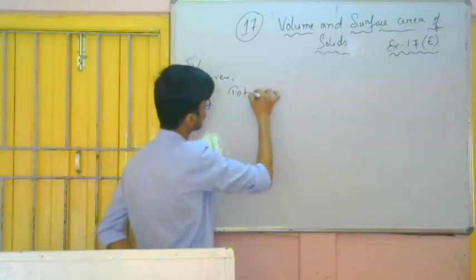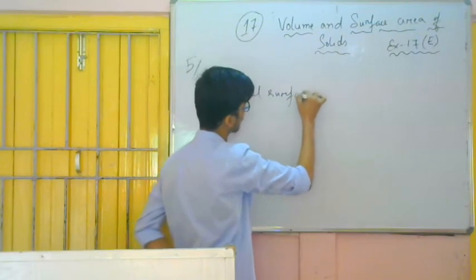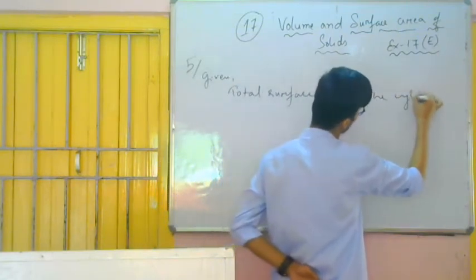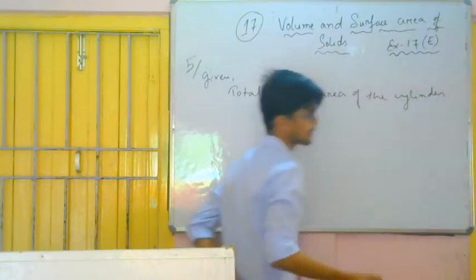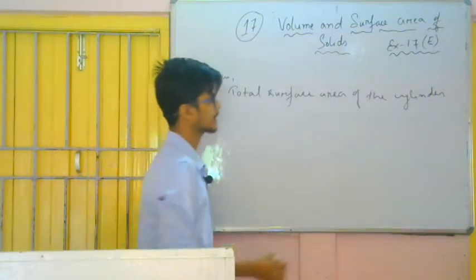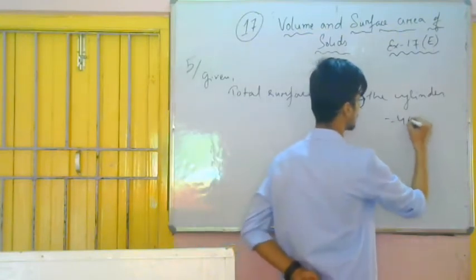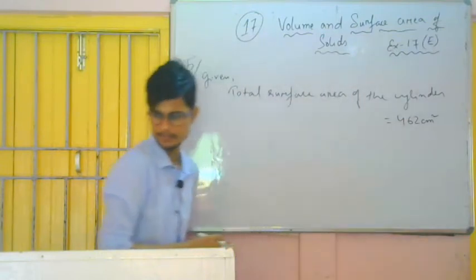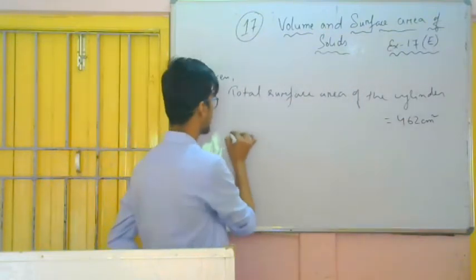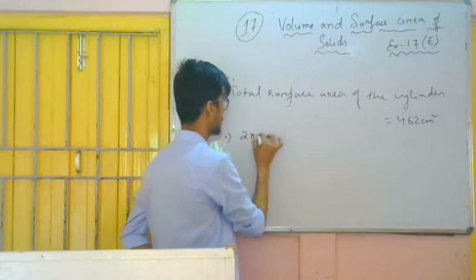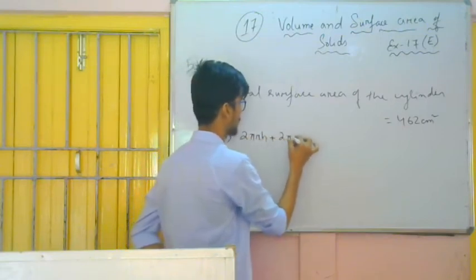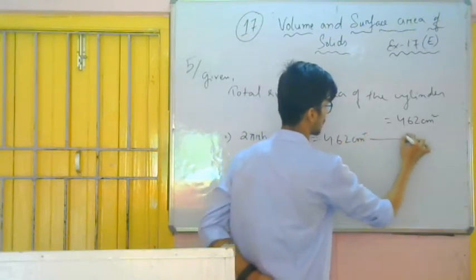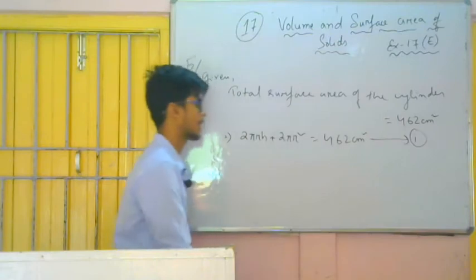Given total surface area of the cylinder is equal to 462 cm square. Total surface area formula is 2 pi rh plus 2 pi r square, which is equal to 462 cm square. We give this as equation number 1.